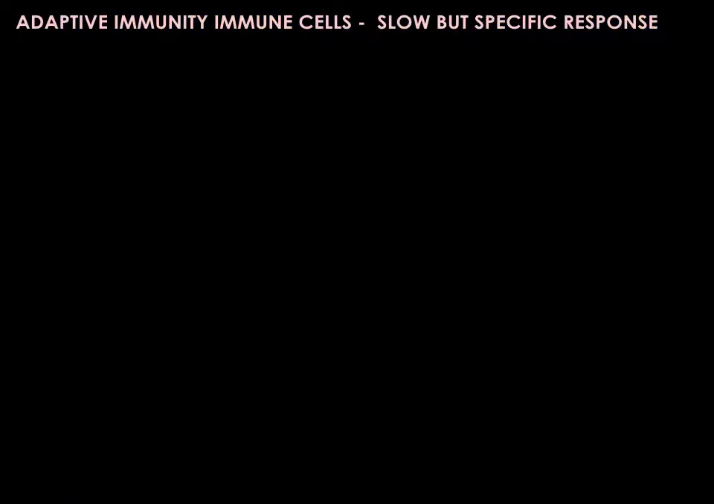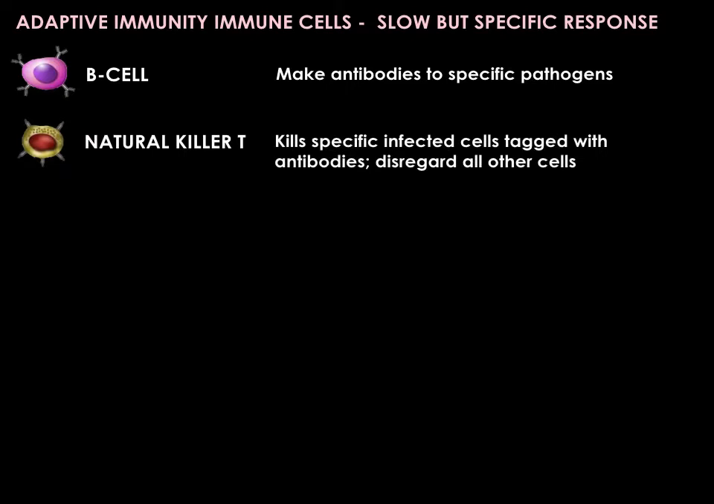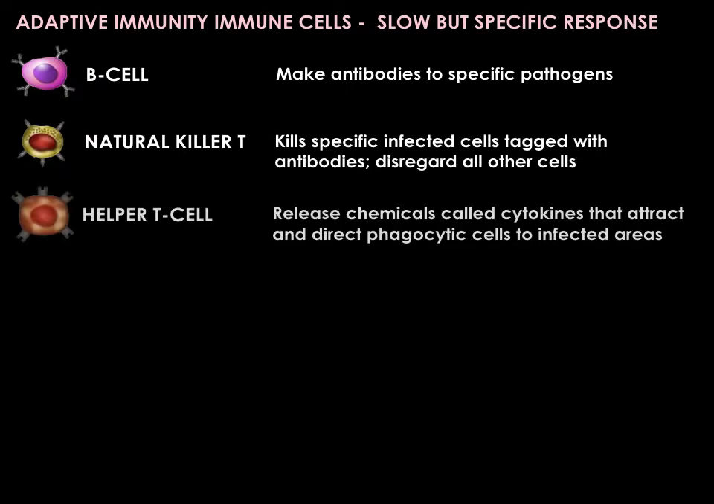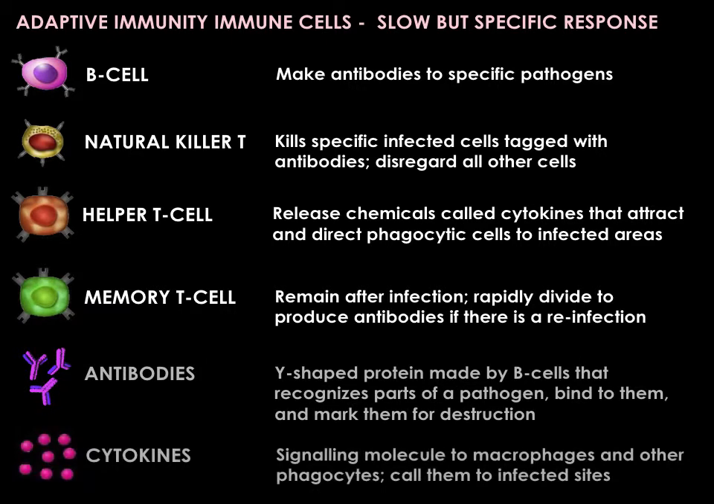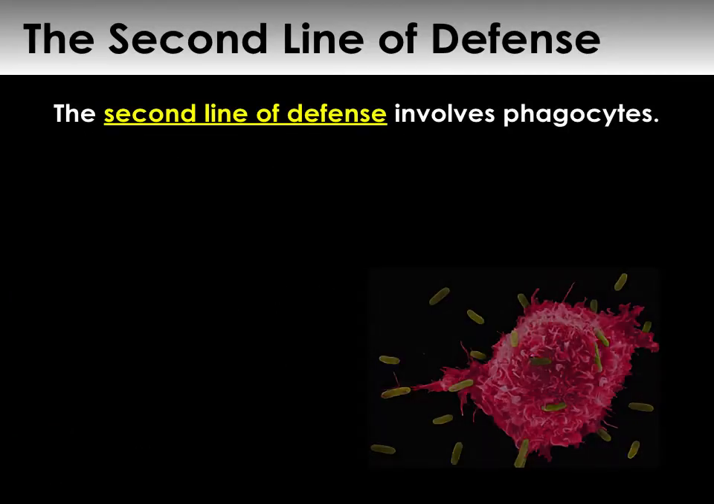fast. Adaptive immunity cells include B cells, natural killer T cells, helper T cells, memory T cells, antibodies, and cytokines. And again, the specific roles of all these cells are less important, but understand that your adaptive immune cells are slow but offer a specific response.